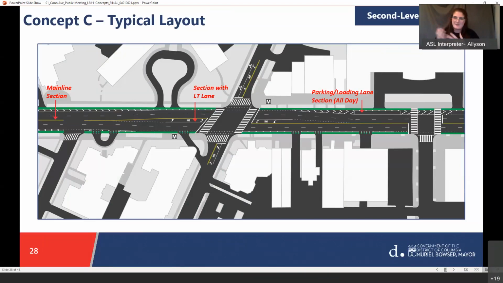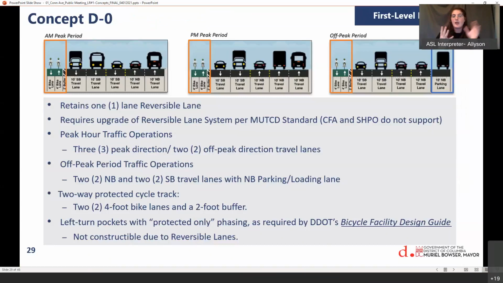Next slide. Concept D0 retains one reversible lane. This does require an upgrade of overhead signals and signage. During the peak hour, there would be three travel lanes in the peak hour direction, two travel lanes in the off-peak direction. During the off-peak hours, two travel lanes in each direction with parking on the northbound side.